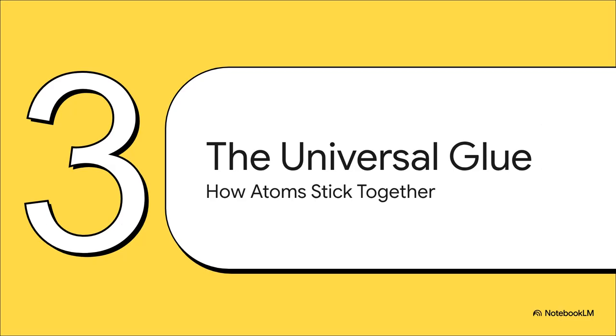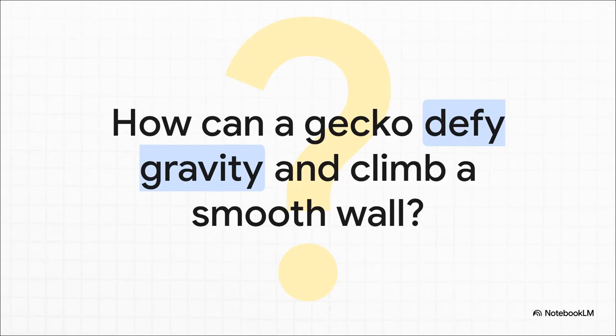So we've got our ingredients. Awesome. But how do you get them to stick together? That brings us to our third tool, the universal glue that binds atoms. And to understand it, we're going to start with a little mystery from the animal kingdom. I mean, seriously, look at this gecko. How in the world does it just casually walk up a perfectly smooth pane of glass? It's not using little suction cups, it's not sticky, so what's the trick?